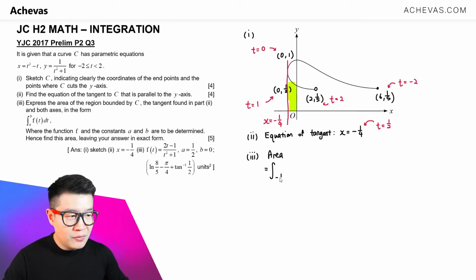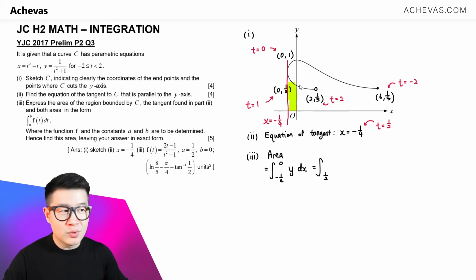It is going to be integrating from minus 1/4 all the way until 0 of y dx. And I'm going to replace x and y by the parameter t. So when x is equal to minus 1/4, we have found that t is equal to half. And when x is equal to 0, we are talking about this point here instead of this. Because there are 2 points when x is equal to 0. I'm talking about this point, and at this point here, t is equal to 1. We have found that in part 1 of the question. So I'm going to replace 0 by 1.